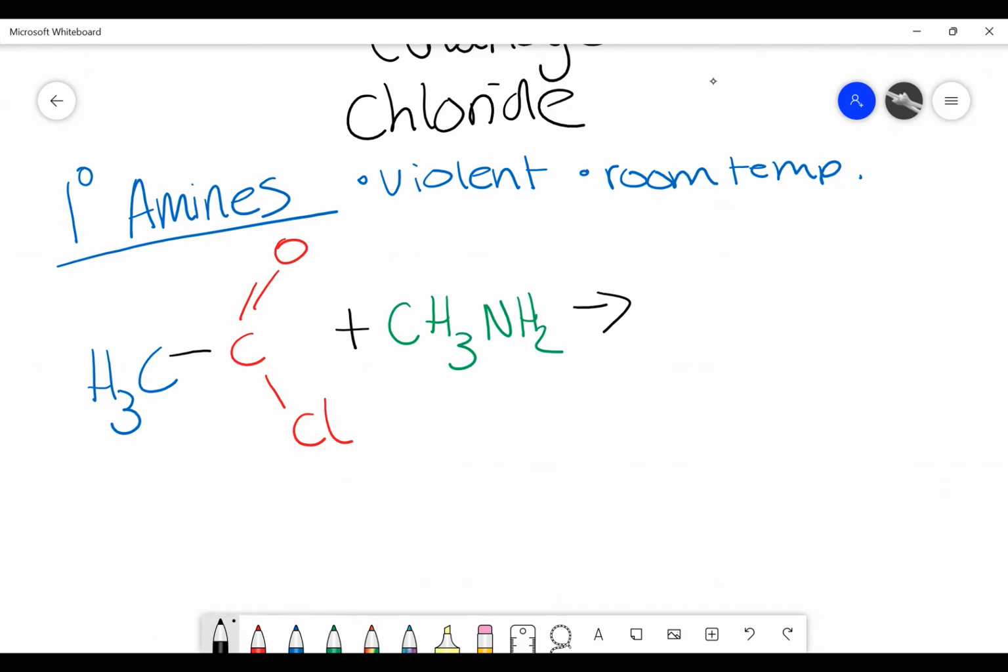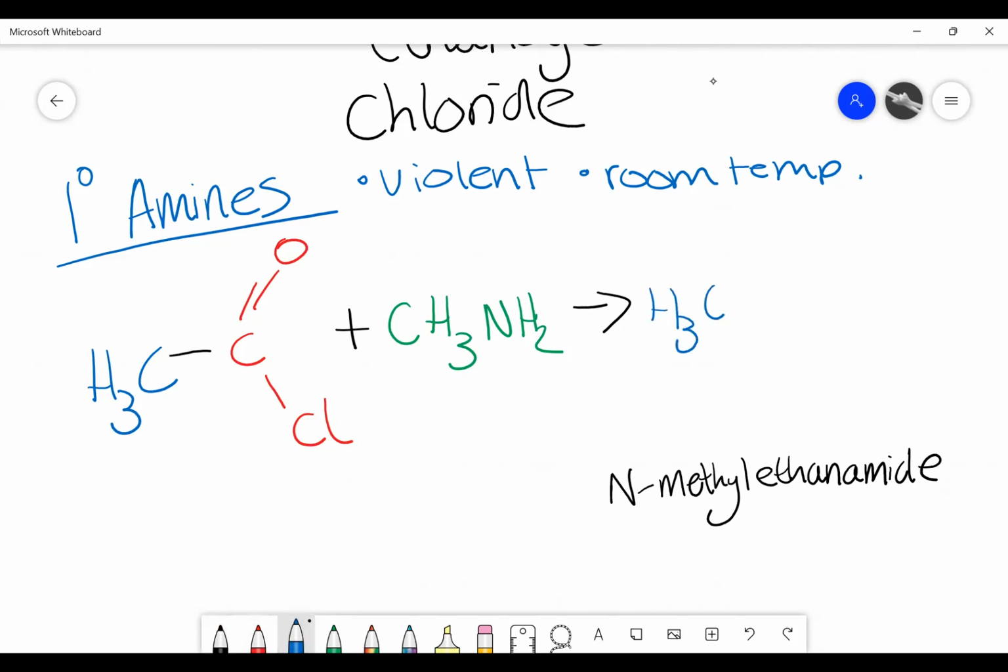And what we're going to produce is, I'm going to write the name of this one up first, actually. It's N-methyl ethanamide. And that looks like this. Still got that carbon, double bond oxygen, but where the carbon will join to chlorine, we've now got NHCH3, and then you can guess it, hydrochloric acid.